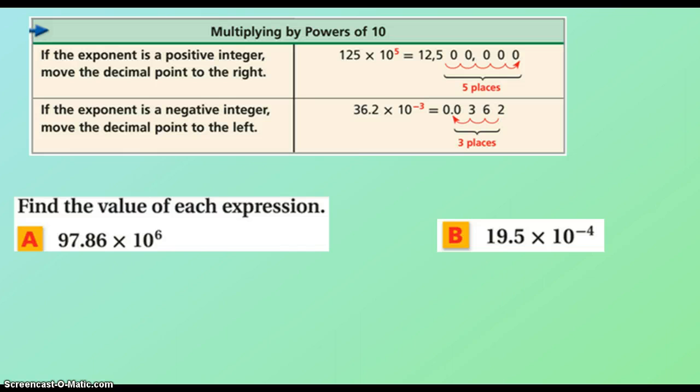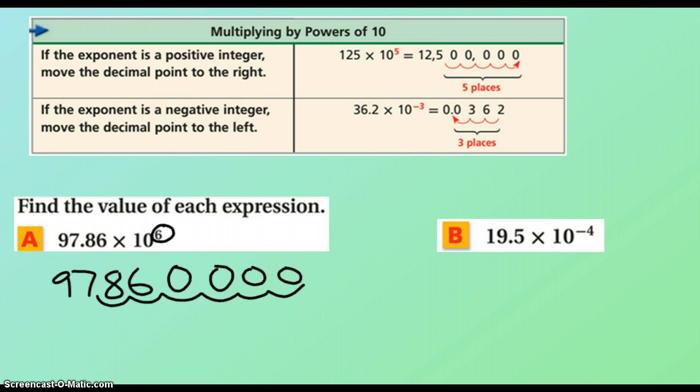And scientific notation is the next thing that we'll talk about, and this leads us into that. If you have any wacky numbers times powers of 10, you can take your 97.86. If you're multiplying by 10 to the 6th power, you just move your decimal spot 6 spots over to the right. So 1, 2, 3, 4, 5, 6. And then these become placeholders for 0. And this is the number that you're looking at, a pretty large number, 97,860,000.